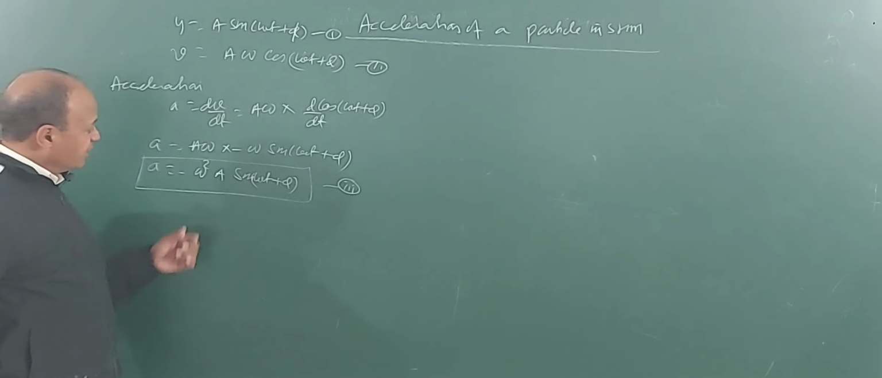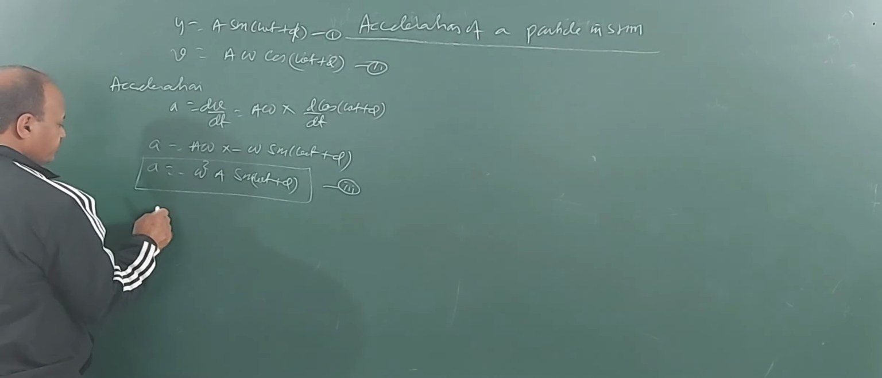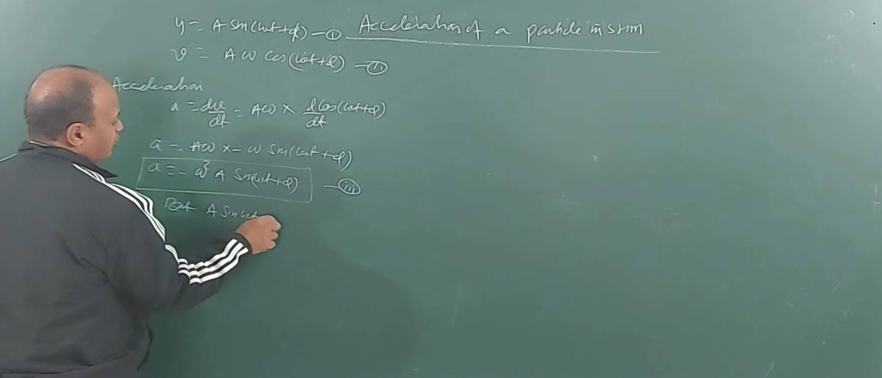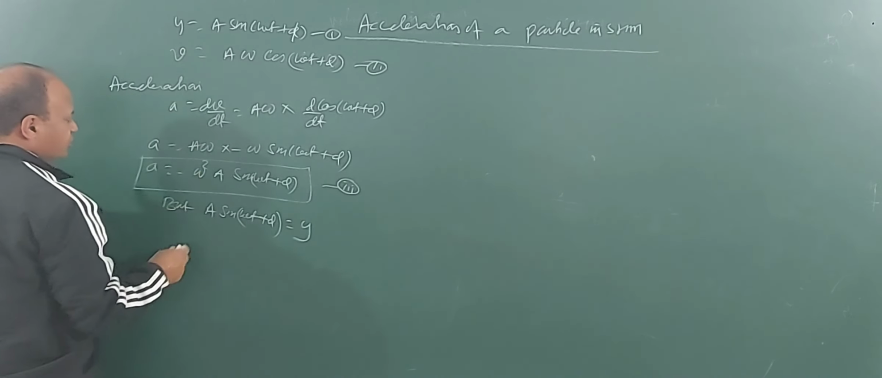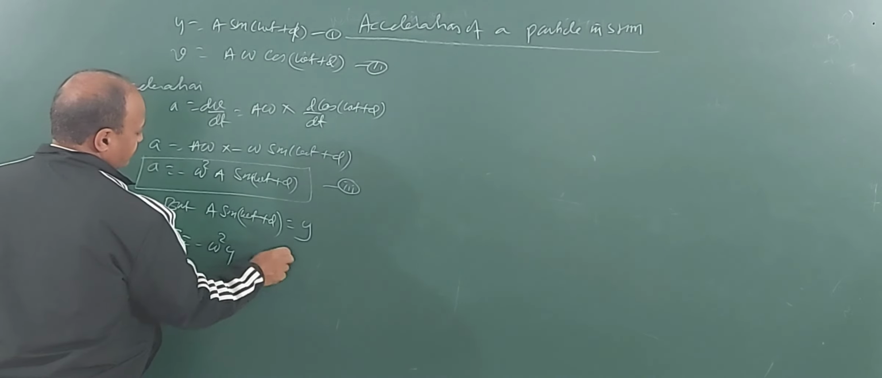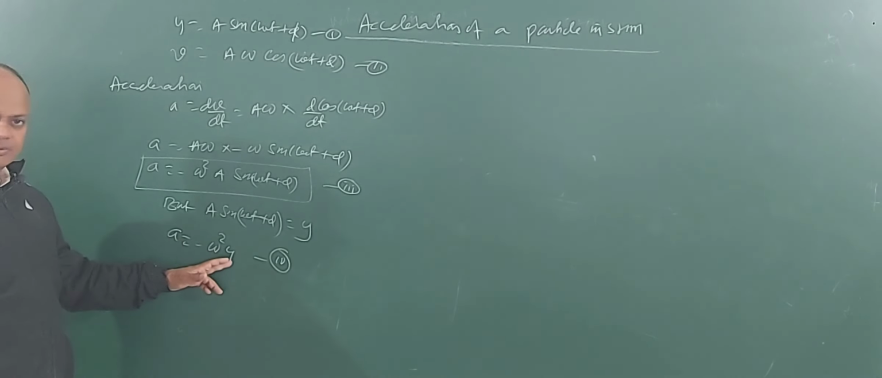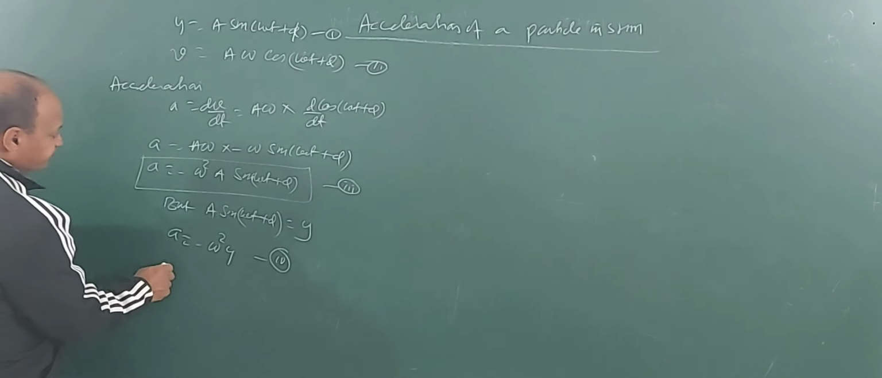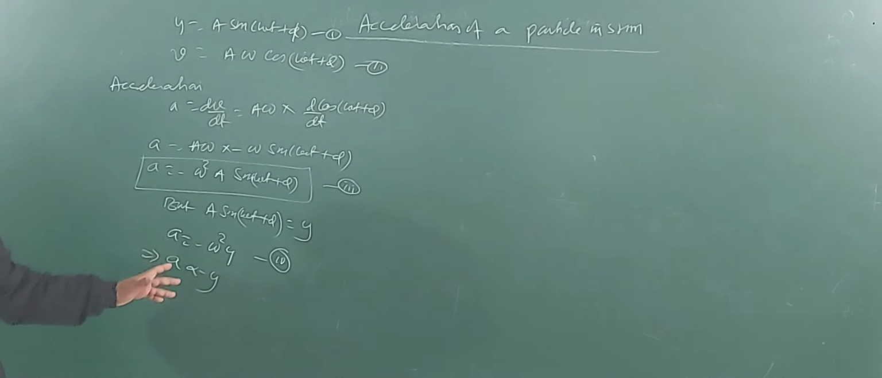Now, we will have a closer look at this equation. We have a sin(omega t plus phi) equal to y, the displacement. So, we can write a is equal to minus omega square y. Now, this is a very important expression. a equals minus omega square into y. This shows that acceleration is directly proportional to displacement, but opposite in direction.